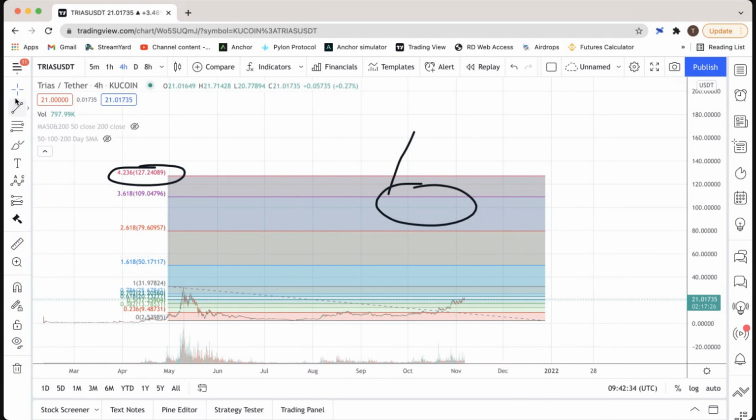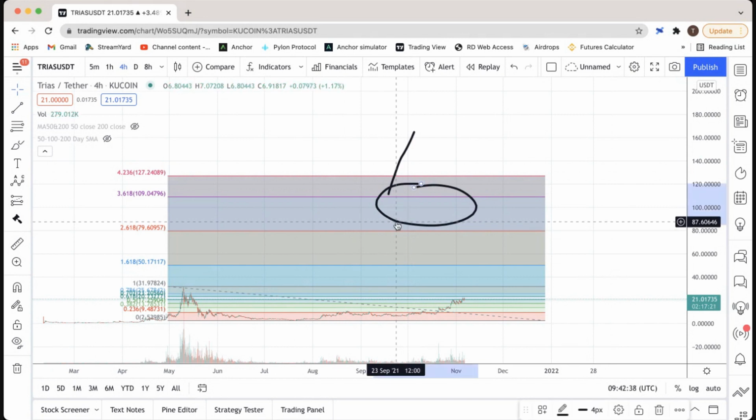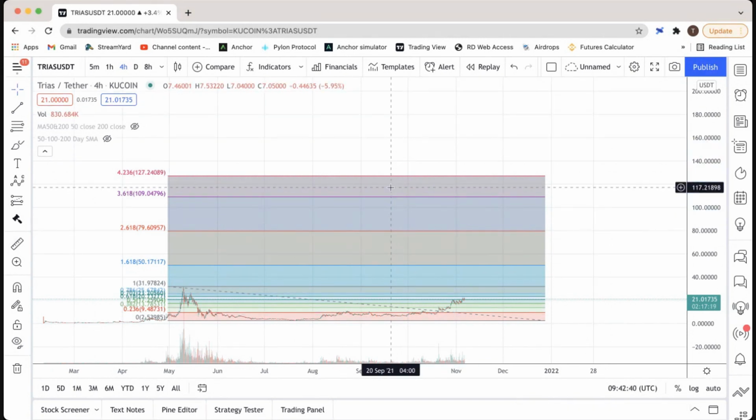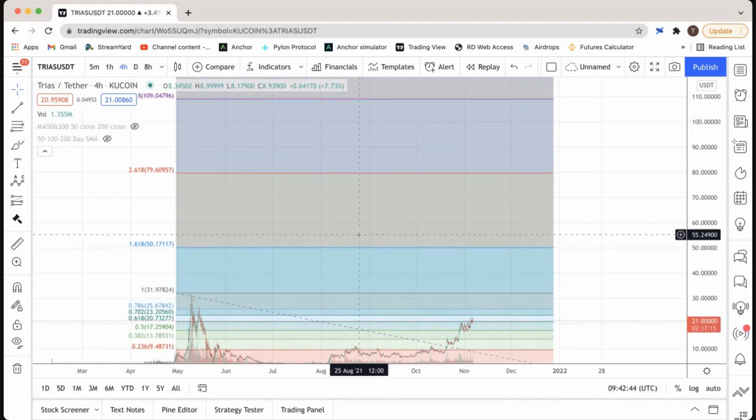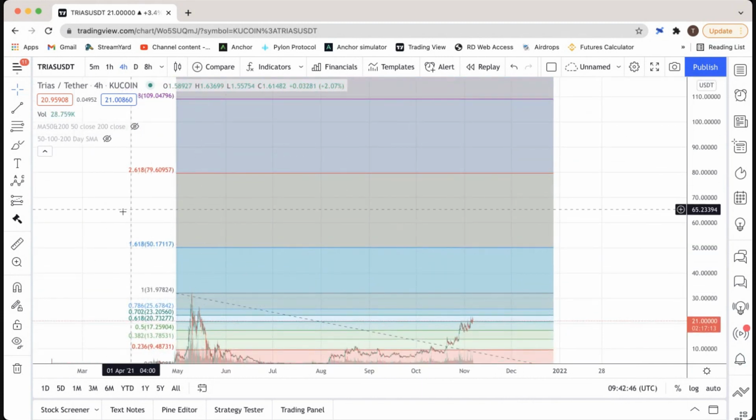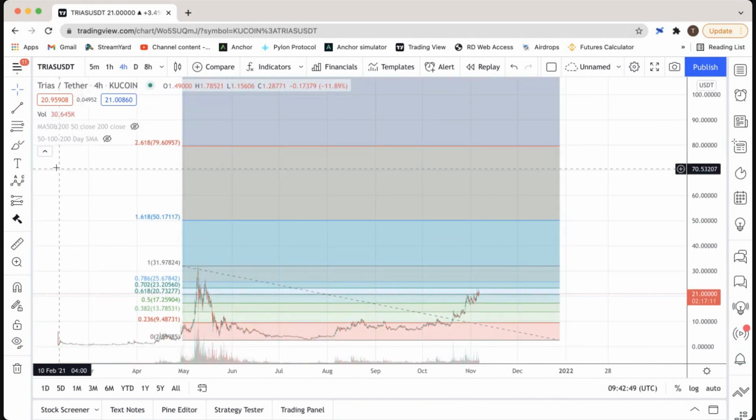All I'm doing is trying to be very realistic with people and say these Fibonacci retracements have been working perfectly for Trias in regards to where our resistances are, right? That should also mean these Fibonacci extensions should work the same, and hopefully they do.